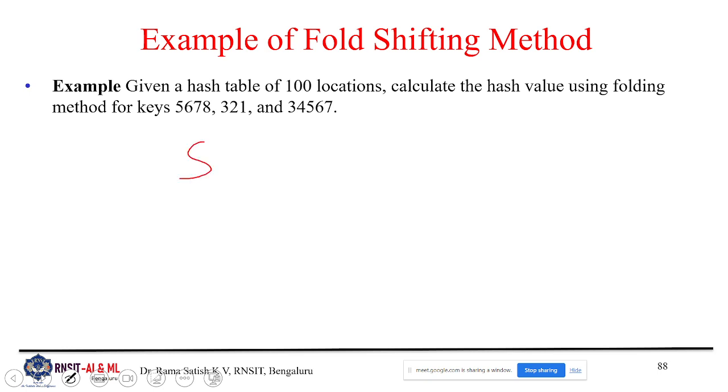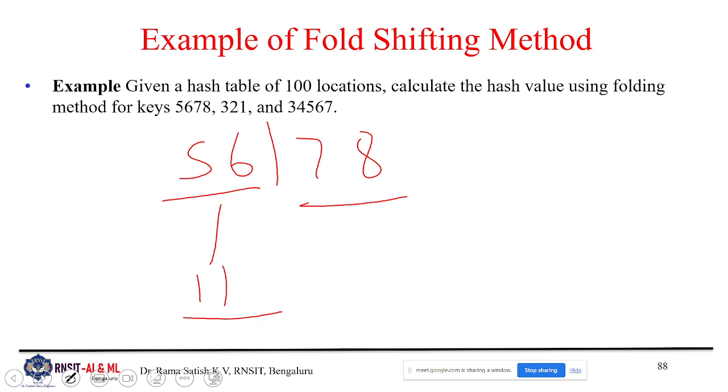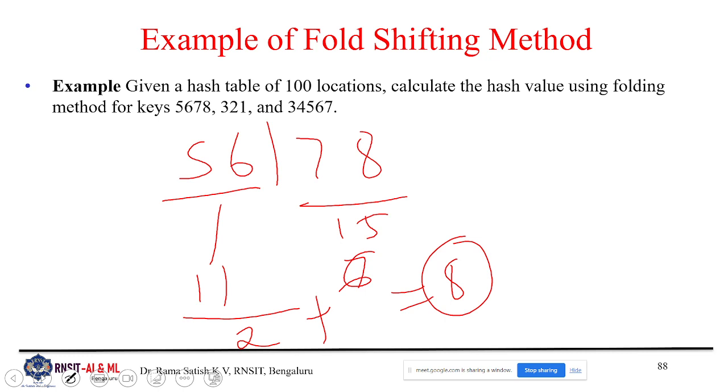So it is 5, 6, 7, 8. You divide it into two equal parts and add up these two. So 5 plus 6 is 11. If you add 1 and 1, it becomes 2. You add 7 and 8, it is 15. If you add 1 and 5, you get 6. And 6 plus 2 is 8. So in the 8th location, you store 5678.